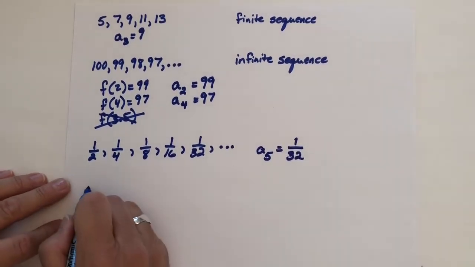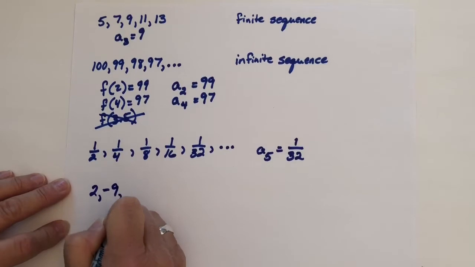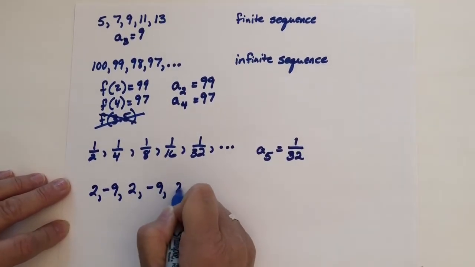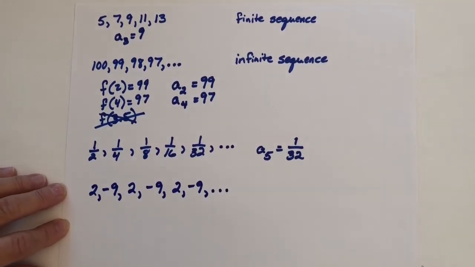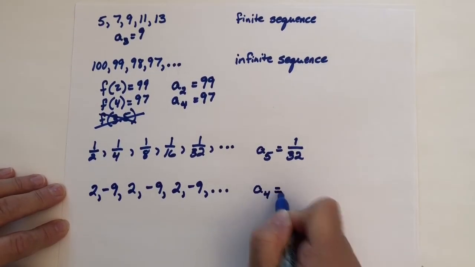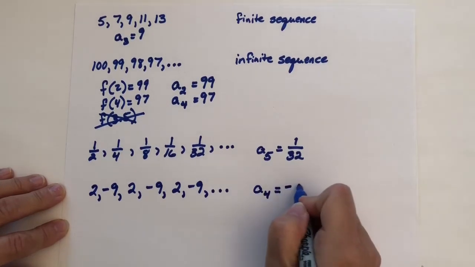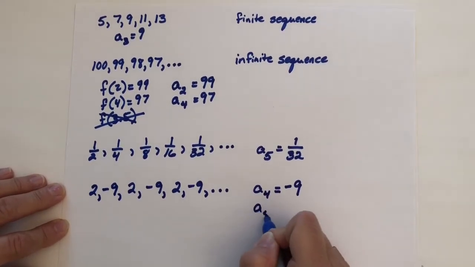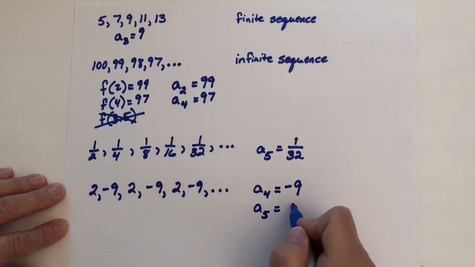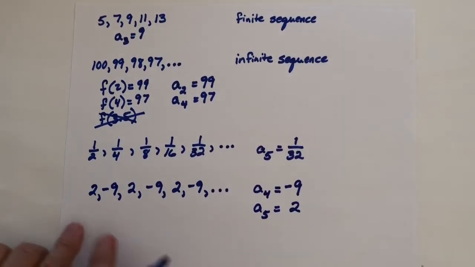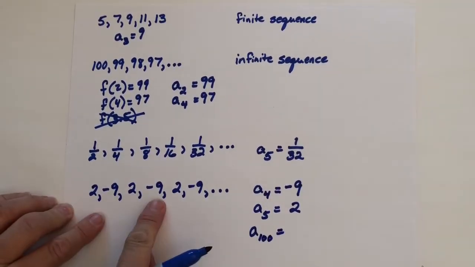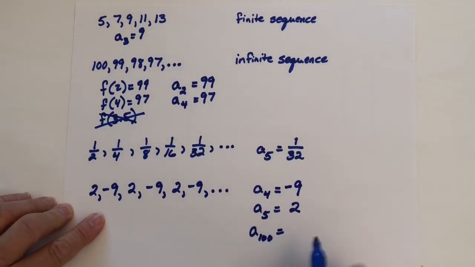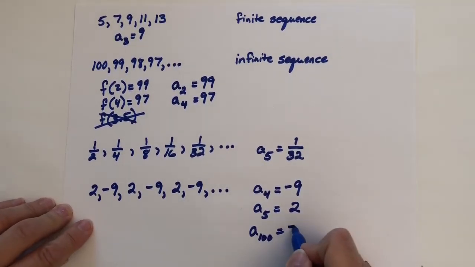Maybe you have a sequence that looks like this: 2, -9, 2, -9, 2, -9, and maybe I'm implying that this sequence is infinite as well. I could ask for the 4th term of this sequence, and you could look at it and see that it's -9. Or the 5th term, we could see that it's 2. And I bet you could consider the 100th term and determine that, hey, all those even term numbers are always -9. And even though you don't see it on the list, you know that it would be -9.